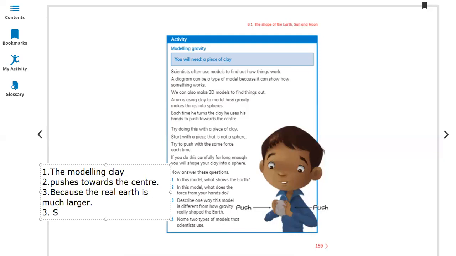A type of model that scientists use: they use diagrams and three-dimensional, 3D models.